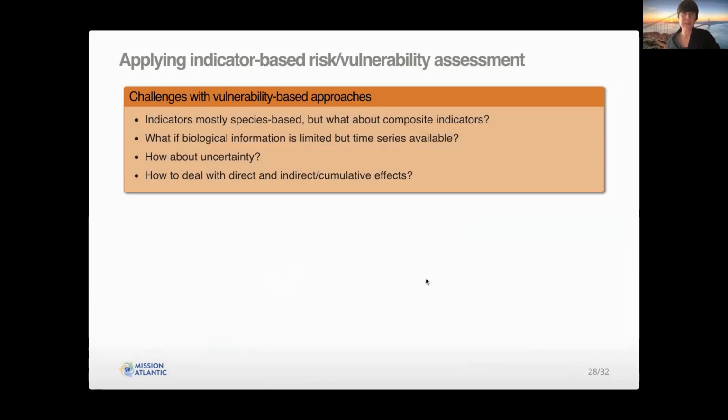And so the problem often when we look at semi-quantitative risk assessments, and particularly the vulnerability assessments, is that they are species-based, but all the indicators, often composite indicators, where it's difficult to look at traits. So maybe there's little information, but we do have time series, what to do then? And how do we deal with uncertainty, and what do we do with direct and indirect or cumulative effects?